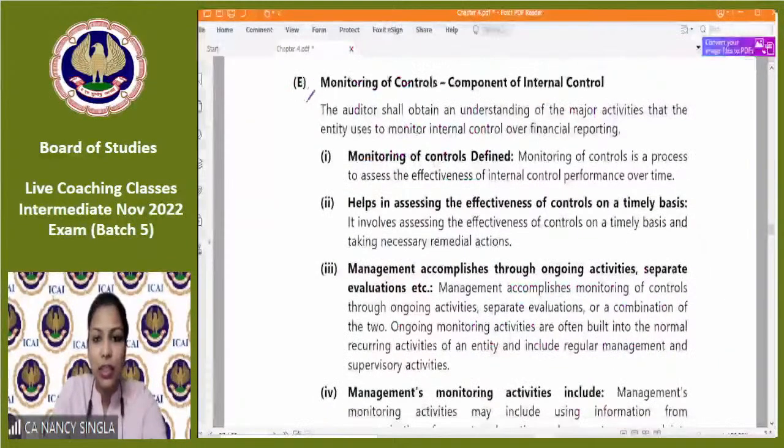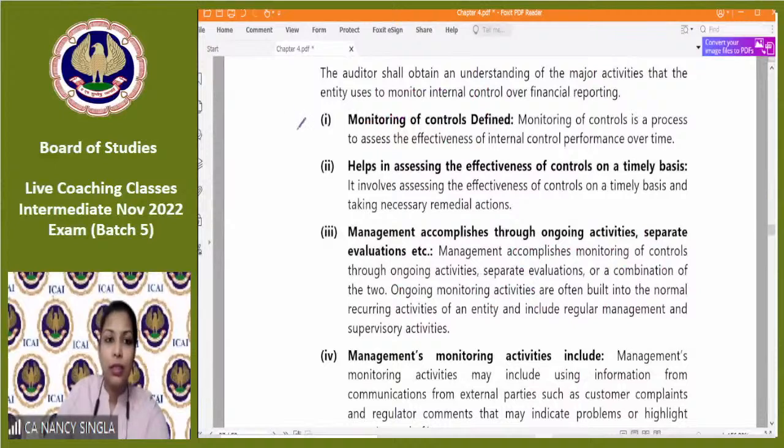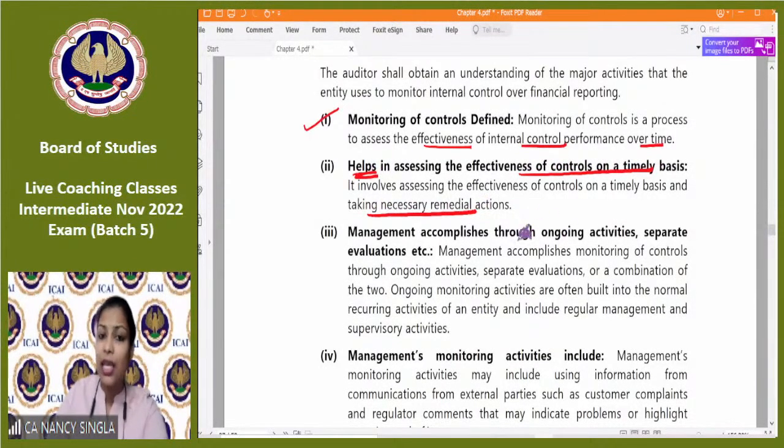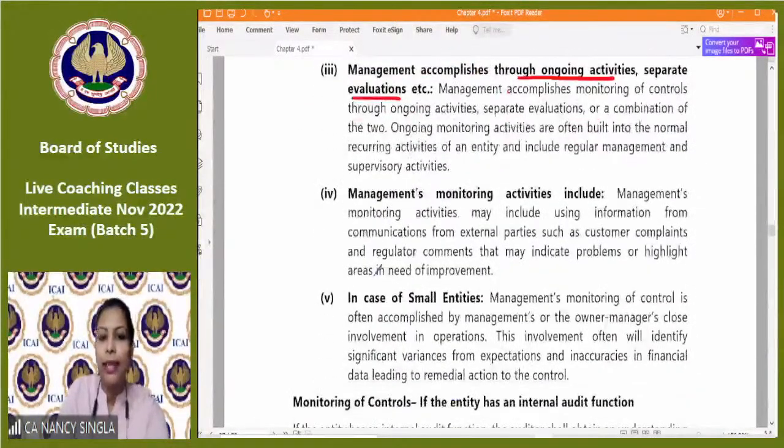Let us just quickly go through the module. So the monitoring of control is what? Effectiveness of internal control performance over time. So it helps in what? Assessing the effectiveness on a timely basis and taking what? Remedial action. It happens how? Ongoing activities or separate evaluations. Then it may include what? Communications with external parties like customer complaints or regulator comments.